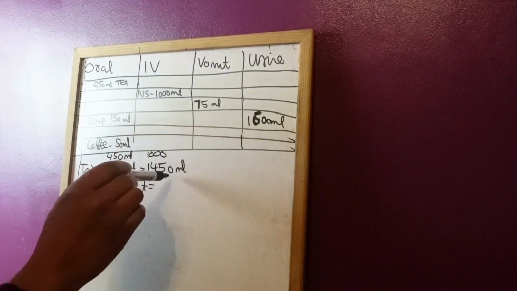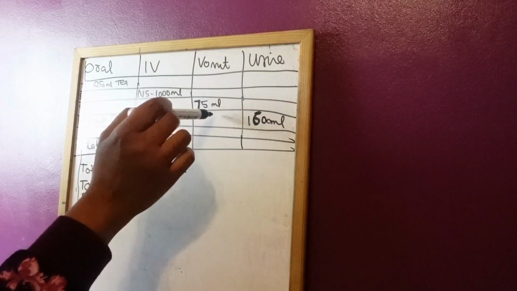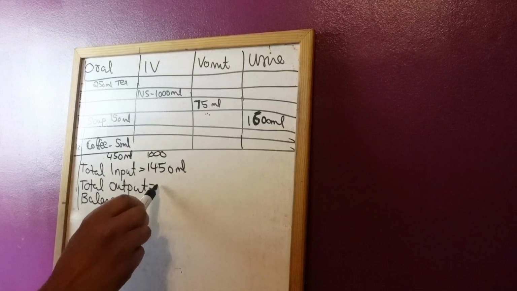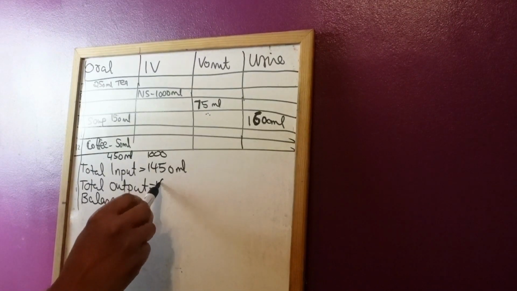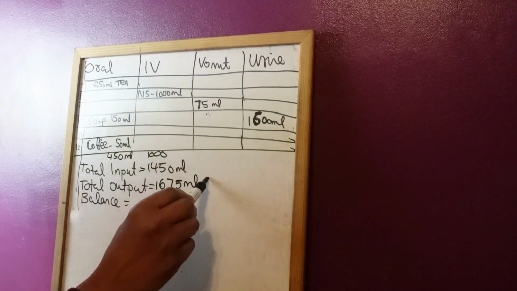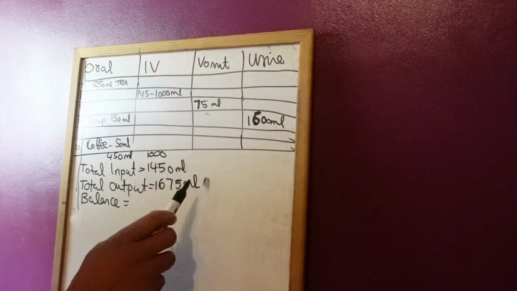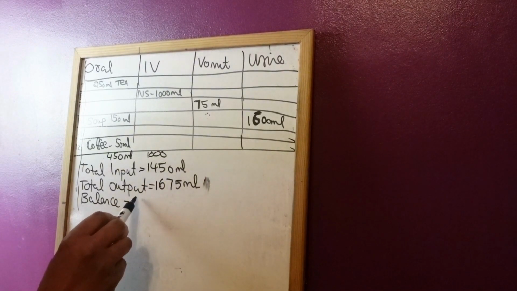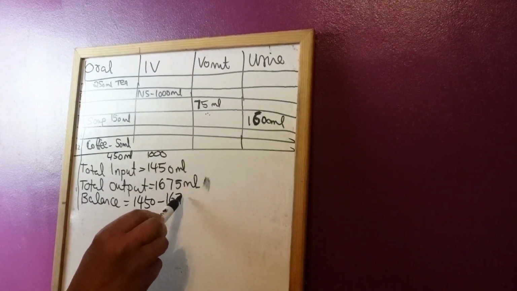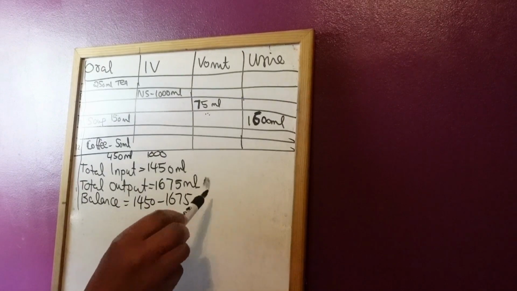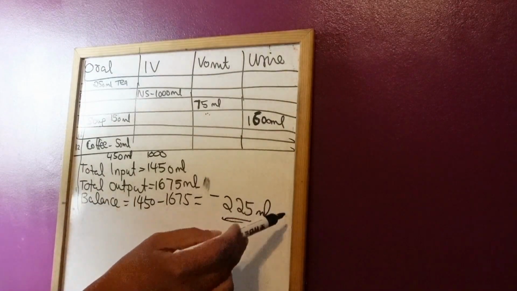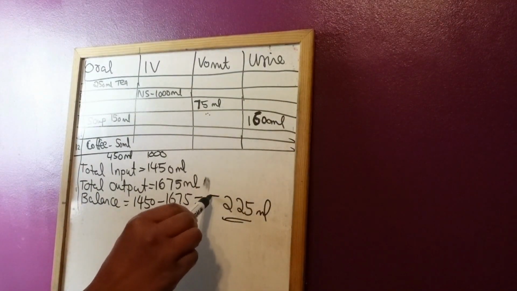Okay, 1450 ml. Then this is the output, 75 plus 1600, so 1675 ml is the output. Yeah. So how do you make the balance? Input minus output. How much will you get? You will get minus 225 ml, because that means it's a negative balance.